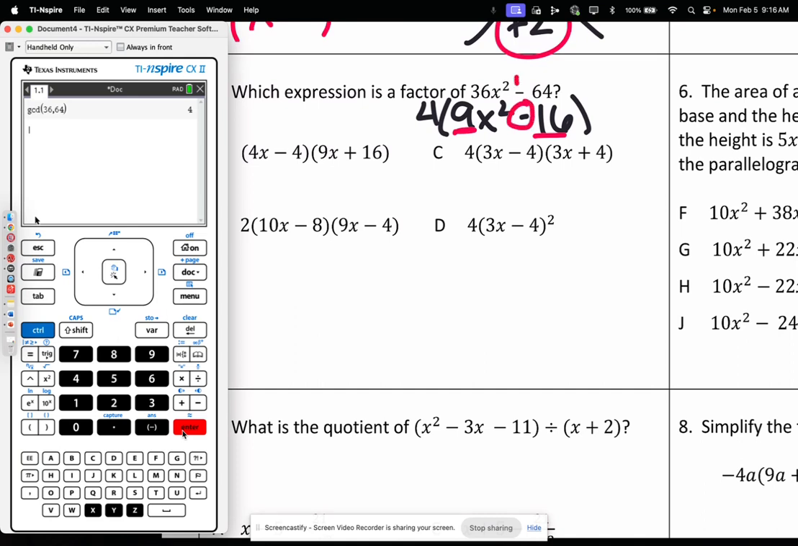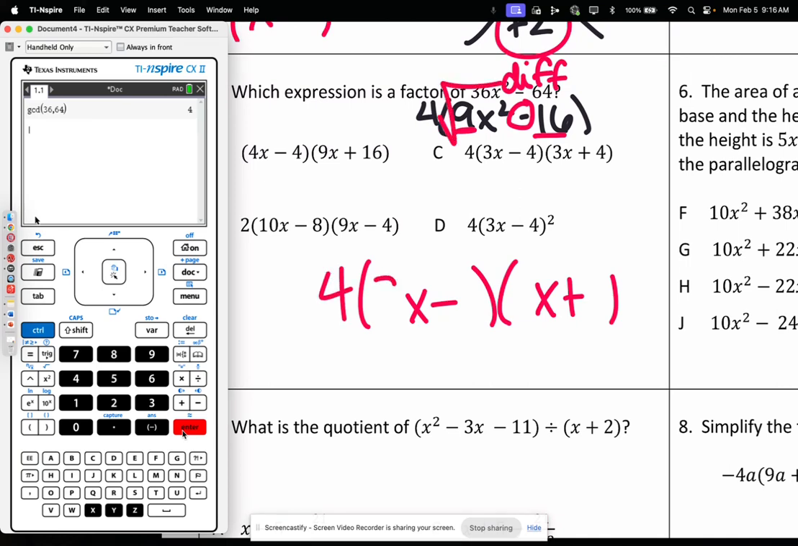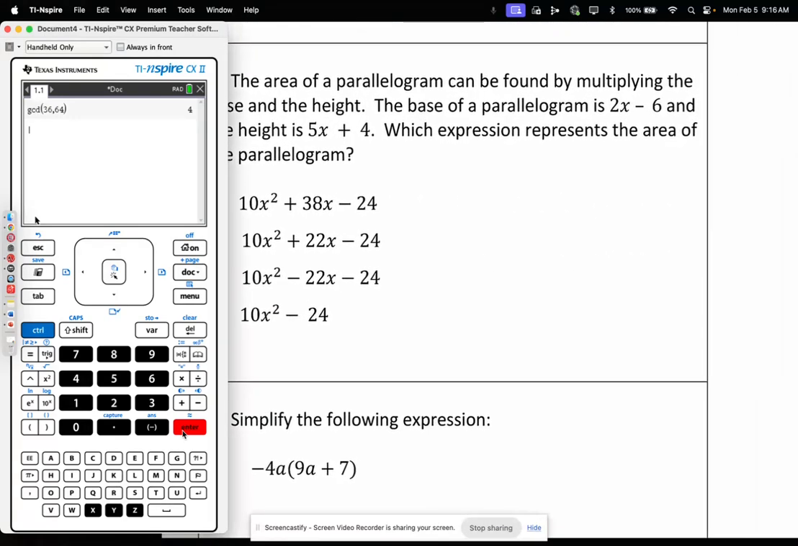Now, C is negative, so this is going to be different. So I have something x minus something, something x plus something, and my 4 is out front. Well, the square root of 9 is 3, and the square root of 16 is 4. So my answer for this one will be C. You can, of course, use snowflake on that.